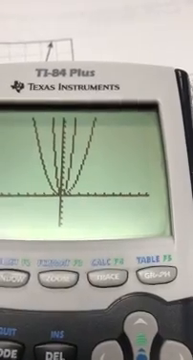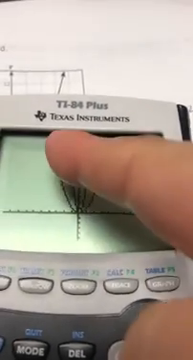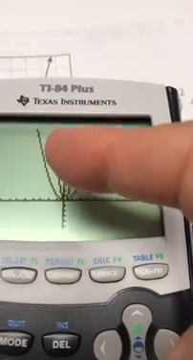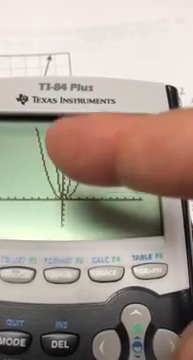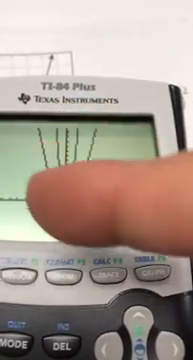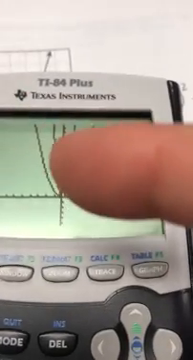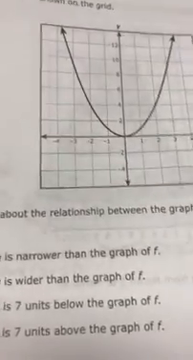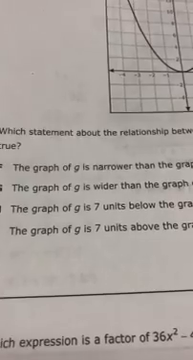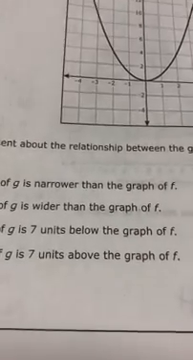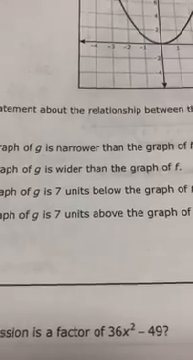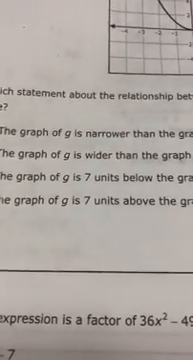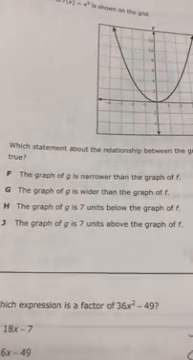And there they are. The first one, this one right here, the wider one, is f of x equals x squared. The second one is the middle one, which I can obviously see is more narrow than my original one, x squared. So the second one right in the middle, that one is 7x squared. So I go back to my statements here. Looking at my options, it says the graph of g is narrower than the graph of f. The graph of g is wider than the graph of f. The graph of g is 7 units below the graph of f, and the graph of g is 7 units above the graph of f.